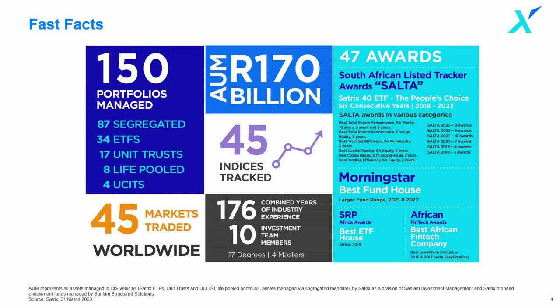One thing we're extremely proud of and very grateful for is the ongoing support that our investors and clients have expressed in our funds, voting the Satrix 40 ETF, the first ETF on the JSE, as the People's Choice Award for their favorite investment for 6 years in a row. So since the SALTA Awards started in 2018, Satrix has scooped that award by popular vote 6 years in a row. So that's a brief summary of our business and the scale of our business.